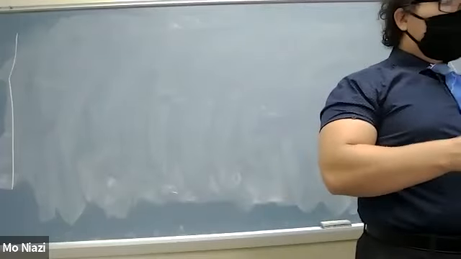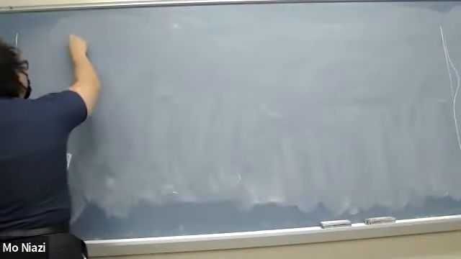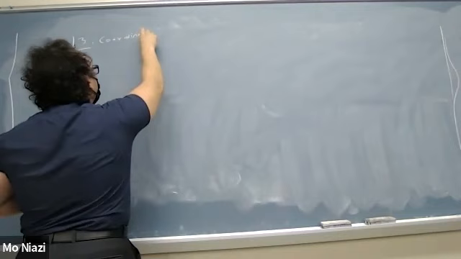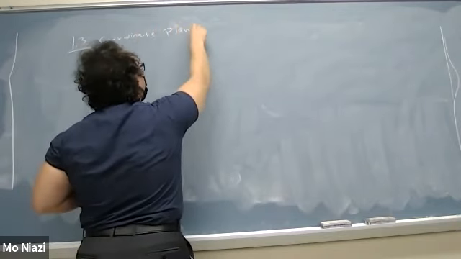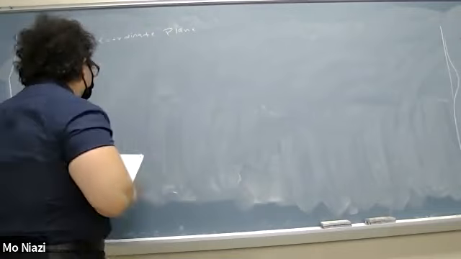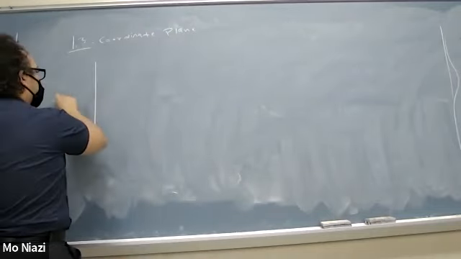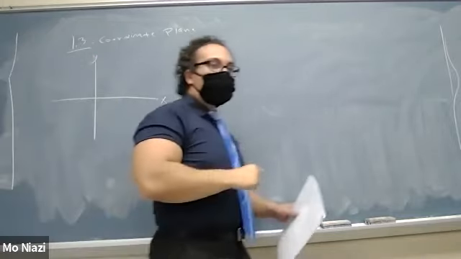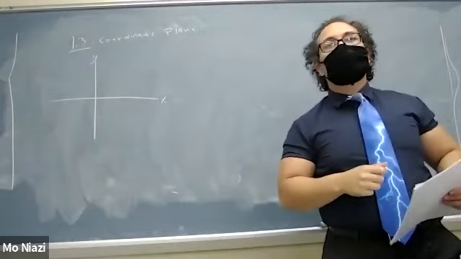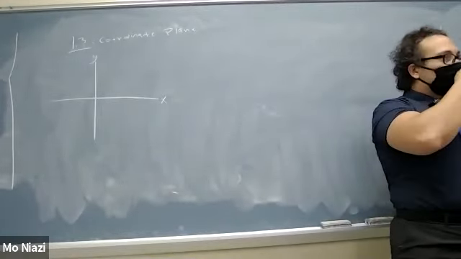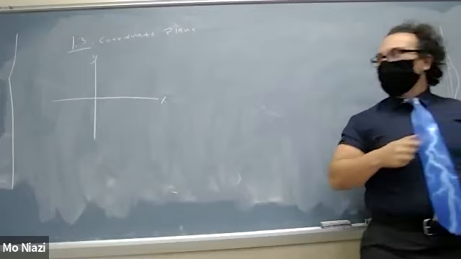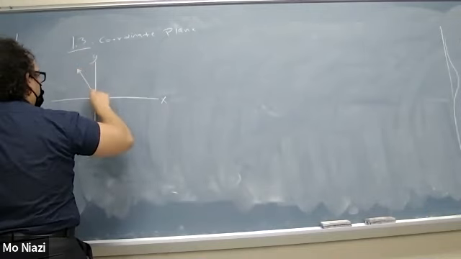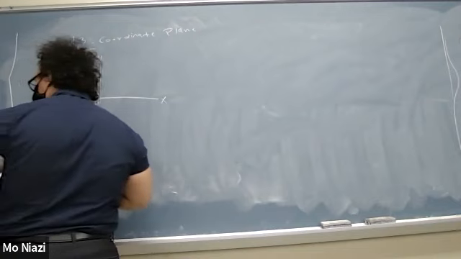Okay, let's get to 1.3. Coordinate plane. Okay, so we are now going to introduce the Cartesian coordinate system to our discussions. The Cartesian coordinate system is just the XY plane. And let's say you have two arbitrary vectors in the Cartesian coordinate plane, like so.